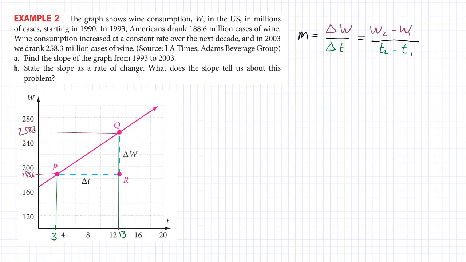So to find the slope of this, we can get the delta W. So let's make this be part A here. The change in W is going to be this distance here, which is going to be 258.3 minus 188.6 million cases of wine, divided by the change in T, which we can do with subtraction here. This one's a little easier. It's just 13 minus 3. And then you can plug that into a calculator and see what it comes out to be.